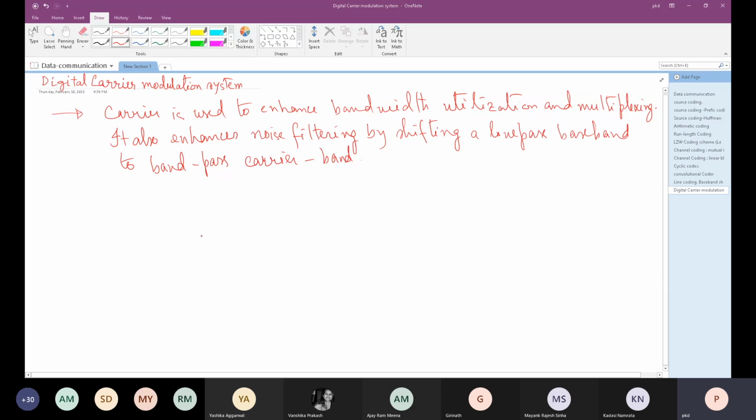Typically, digital carrier modulation systems are more or less the same as analog carrier modulation systems. The message signal, or baseband signal, is multiplied to the carrier signal, similar to analog carrier modulation.